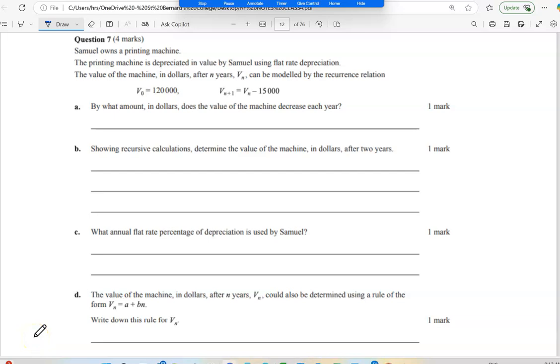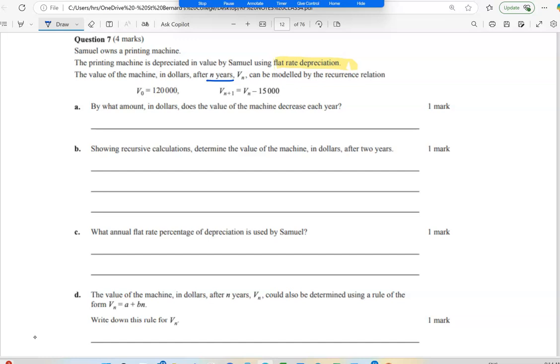Samuel owns a printing machine. The printing machine is depreciated using a flat rate depreciation. So they told you flat rate, so you need to highlight that. Make sure you're using flat rate formulas. The value of the machine after n years, this is also important, can be modeled.